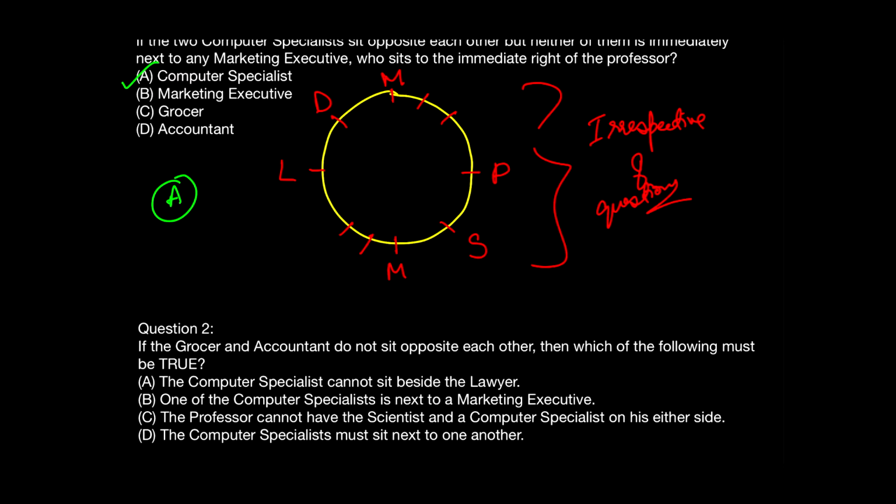Grocer and accountant are not sitting opposite to each other. That gives me a lot of possibilities. Okay, if the grocer and the accountant are not opposite to each other, I can place the grocer here, the accountant here for a while. Let me see. Yeah, it's still not opposite. Fine. And the computer specialist can come here then.